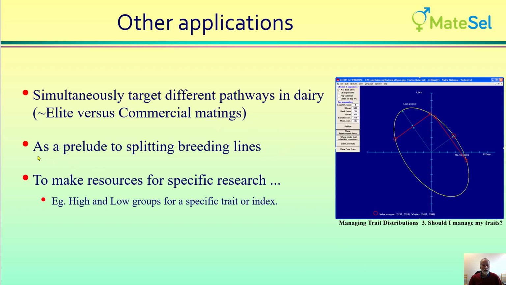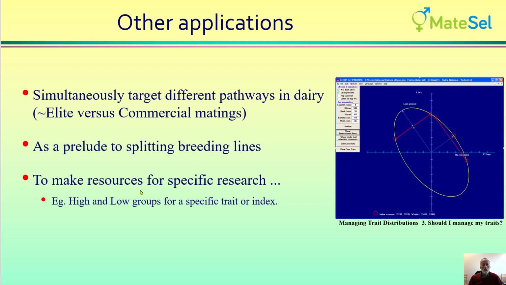Another use for multiple end uses is as a prelude to splitting breeding lines. And this graph tells you something a little bit about that from the video Managing Trait Distributions, Should I Manage My Traits? And so it is possible that you might start to use multiple end uses so that you're in a better position after a number of years or generations to make the hard decision to split your breeding line into 2 or more directions.